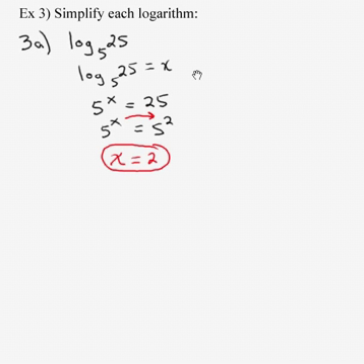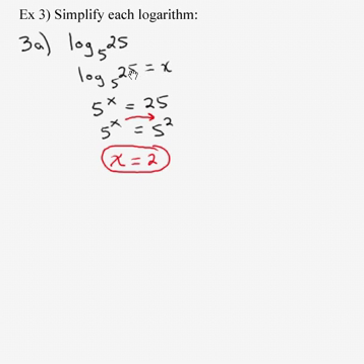So remember, a log is looking for an exponent. That's the long version. We should be able to do this much more quickly and ask this question. 5 to what power is 25? A log is looking for an exponent. 5 to what power is 25? The answer to that is 2. We can do that in our head.